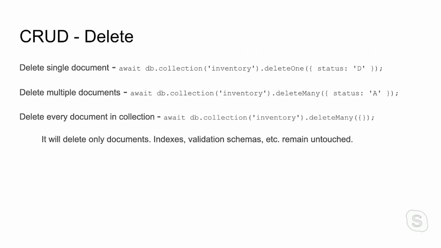Sometimes deleting all the documents might be better than dropping the whole collection, because if you delete all documents, the indexes, some validation schemas, etc. will remain untouched. They're still there, so everything remains and then you can just insert again, and the indexes still work.